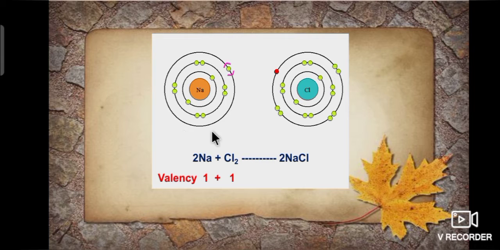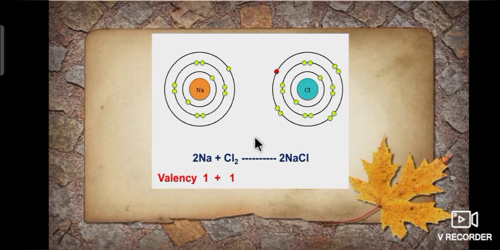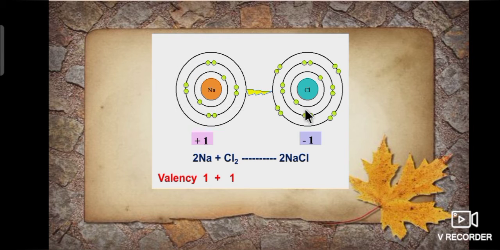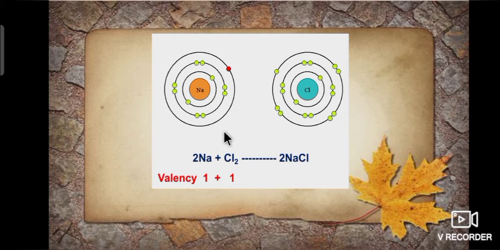Let's see the example. See the picture, students. 2 sodium atoms combine with 2 chlorine atoms to form sodium chloride. Here sodium shares one electron with the chlorine atom. So the valency of sodium is 1. Like that, the valency of chlorine is 1.